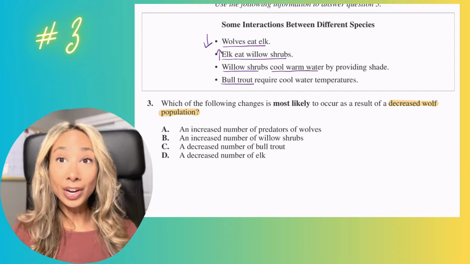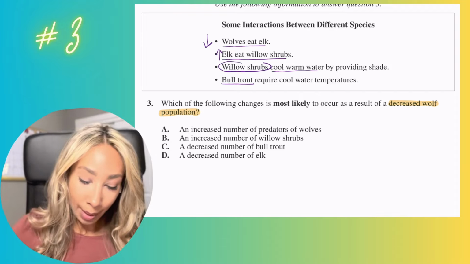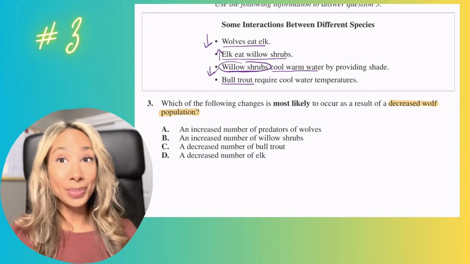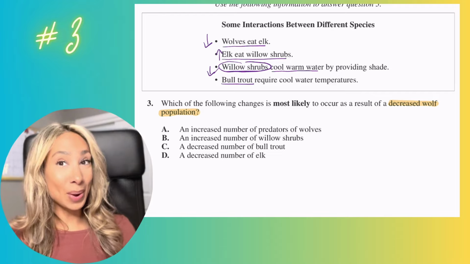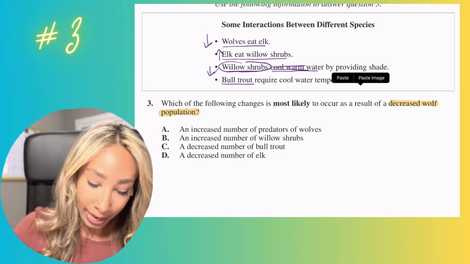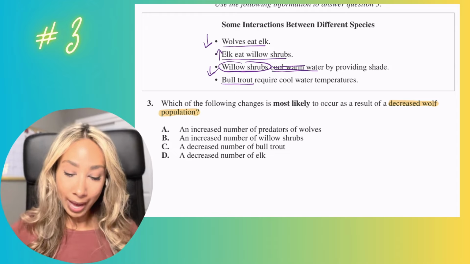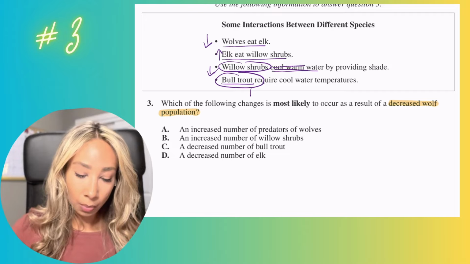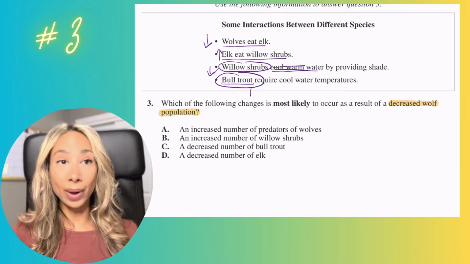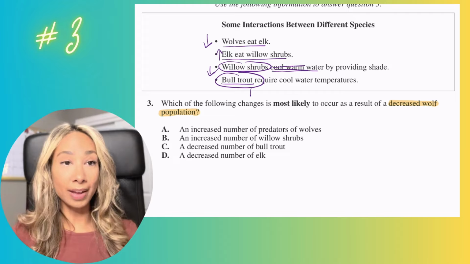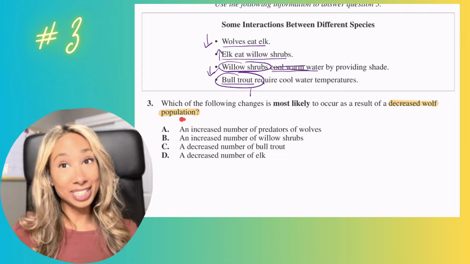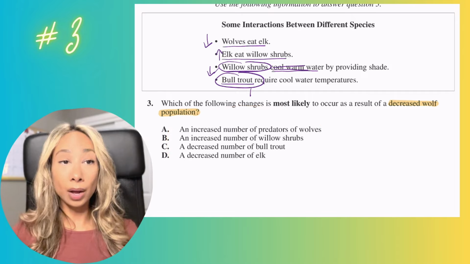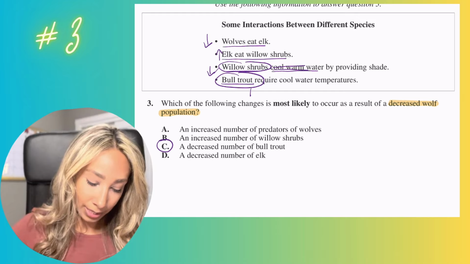Well, that means if they're going to go up, they're going to need more food. So that means the willow shrubs are going to go down. However, if the willow shrubs go down, that means they're no longer able to cool that nice warm water. So if they're not able to cool the warm water, our bull trout, well, they're not really going to have much of a place to stay, right? They need that cool temperature in order to survive. So that means the bull trout is actually going to decrease. Looking at our options here, there's only one option that says a decreased number of bull trout. So in this case, our answer is going to be C.